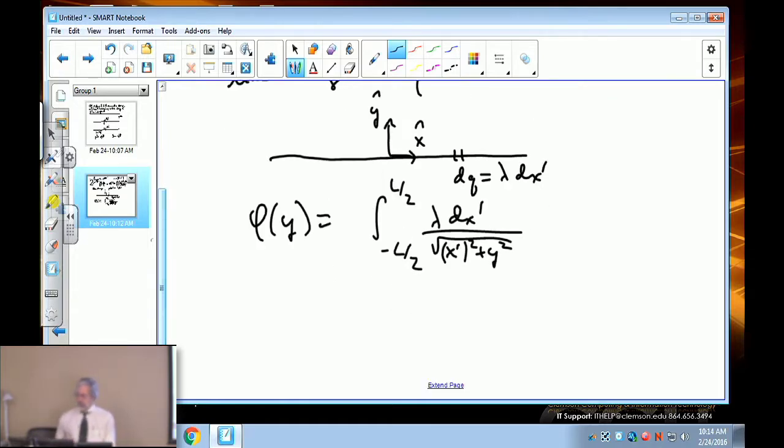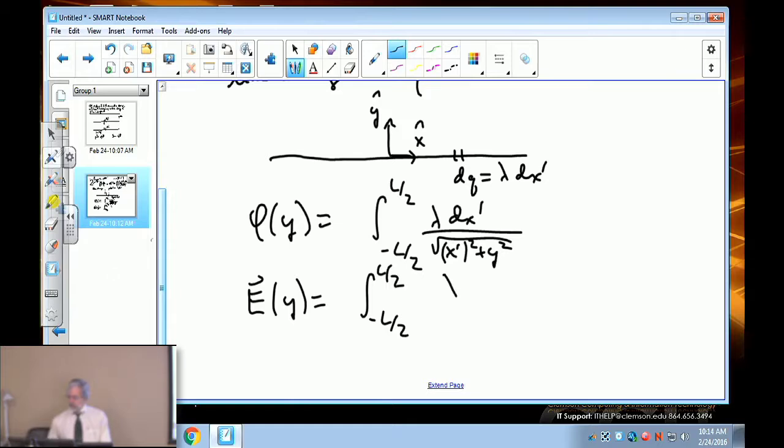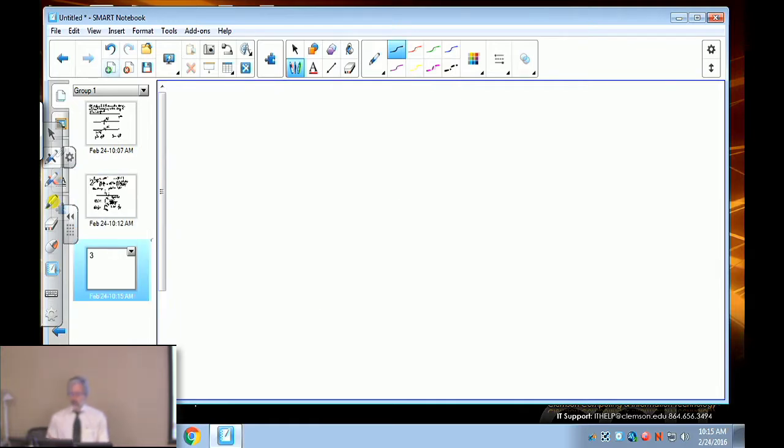Okay, and then E, by the same token, would be to evaluate, here's the charge, and then what we need is R vector over R cubed, and so that becomes a little bit more complicated there, but you can set that up. You could also, in this case, get E by taking the negative gradient of phi, so you can do it either way. Okay, so that's what we did before, and it's just an extension of the same principle, but analogous for the electrostatic potential.